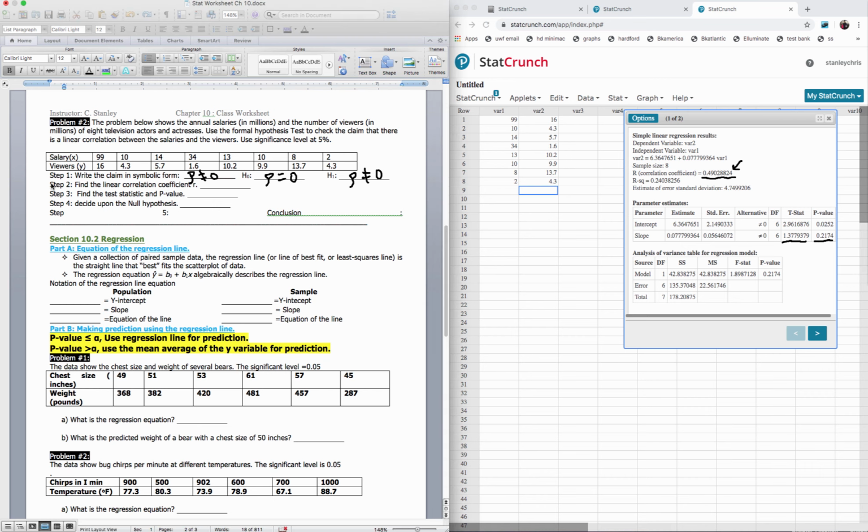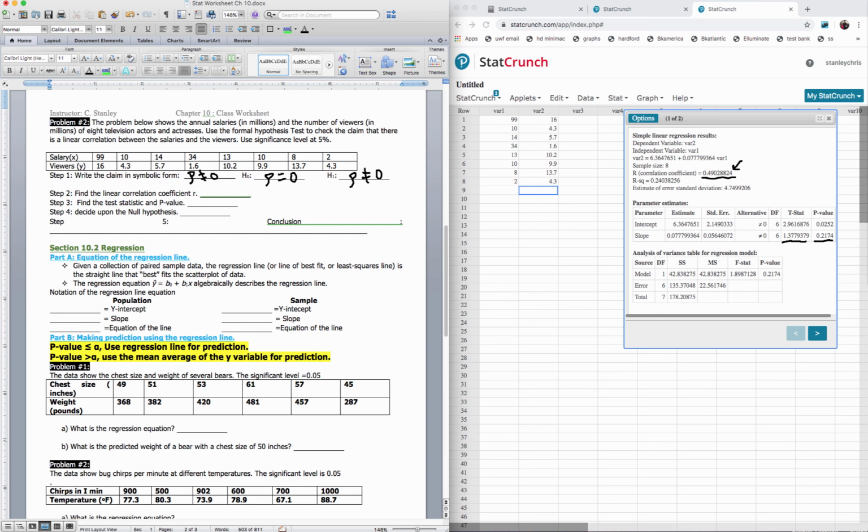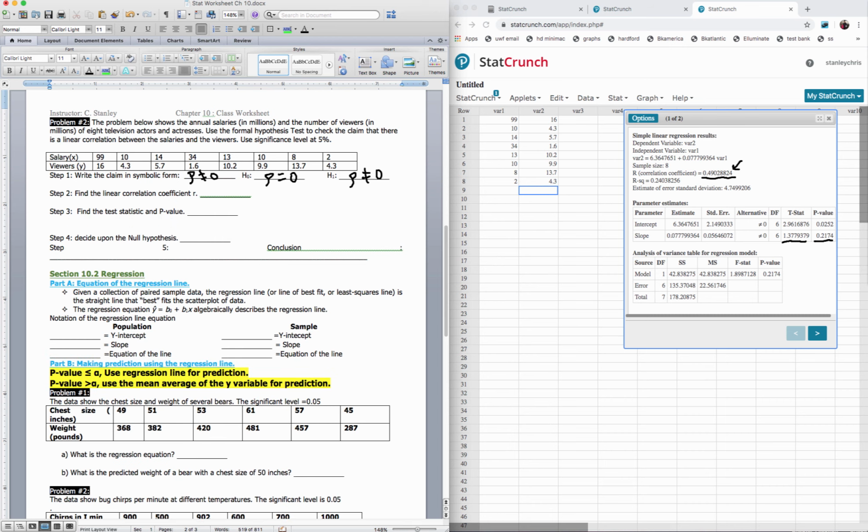I'm just going to try to create some room real quick if I can. Okay, I'll keep it like that. So the R here is going to be this 0.49. I know that's sort of in between the 0 and the 1, but that's pretty low. The test statistic is 1.38. That's your T, that's this right here. And your p-value is 0.2174.